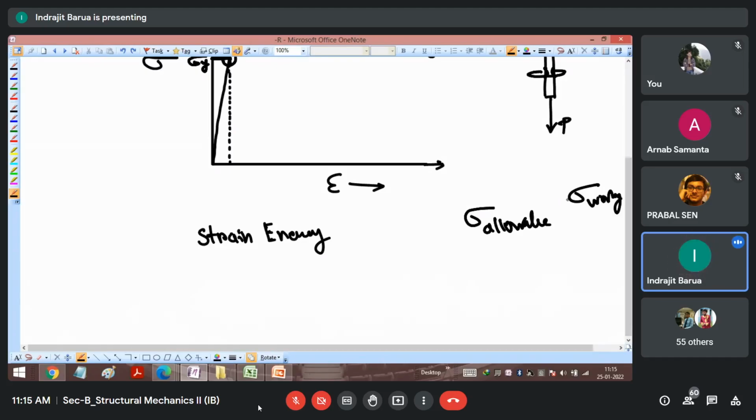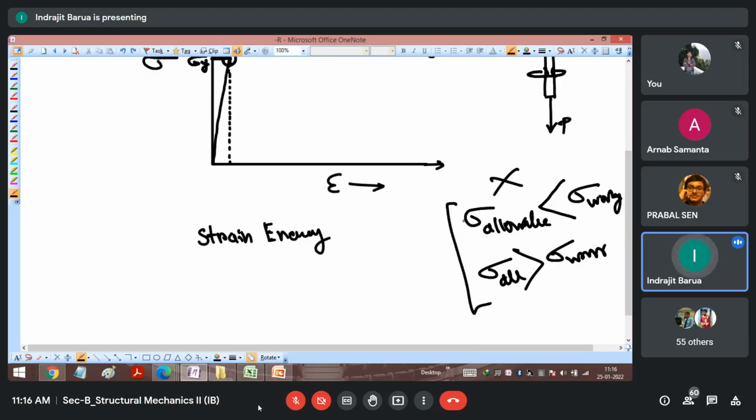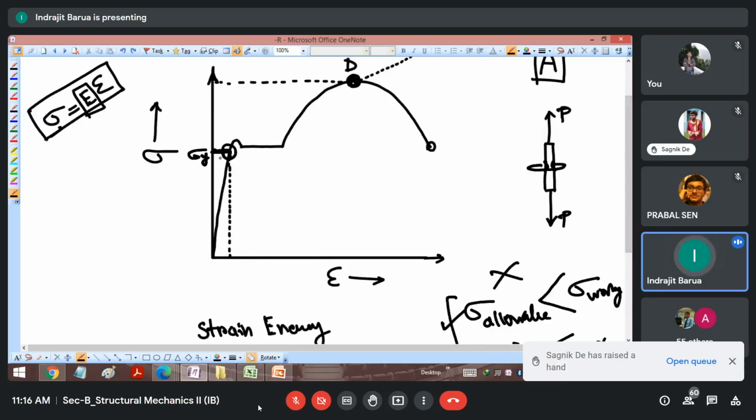If the sigma which is actually acting on a certain section is greater than this, then definitely it will fail. This is not the scenario we want. Always my sigma allowable needs to be greater than sigma working, or the stress which is coming should definitely be less than that. We make this point the allowable point, as our yield point, considering the factor of safety, whatever you are considering.